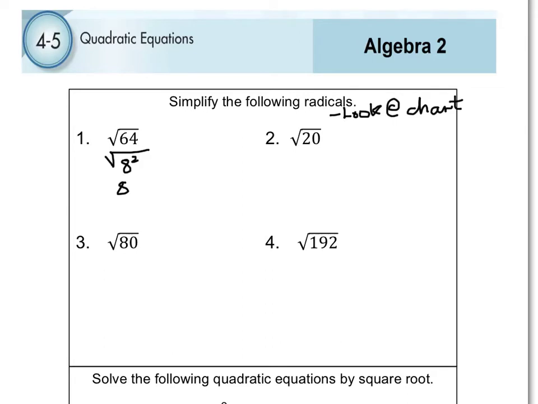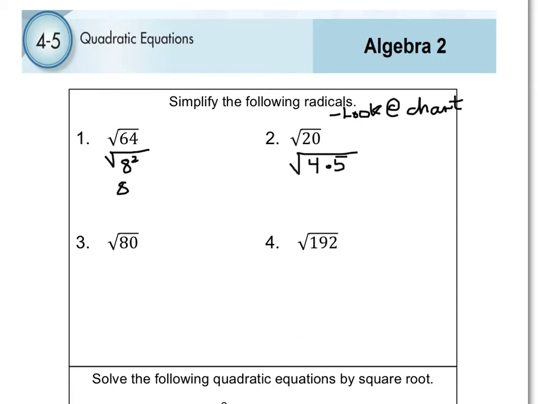Okay, look at your diagonal chart, and see which one of those perfect squares, if any, will go into 20. Well, if you look at the chart, you'll notice that 4 goes into 20 5 times. So I'm going to break down 20 into 4 times 5.